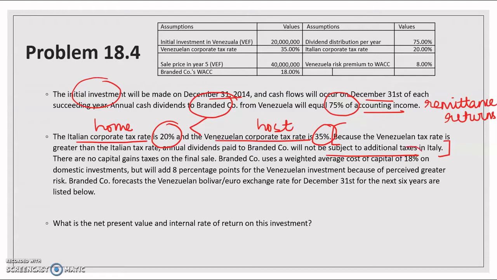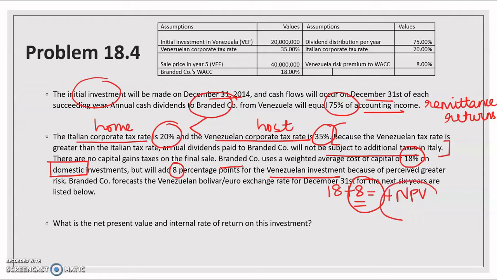The weighted average cost of capital for the parent entity is 18% on domestic investments, but they top up 8%, so 18 plus 8 for the Venezuelan investment because of the higher risk factor. So they up their threshold for costs and they must be able to get a positive NPV even after increasing their threshold by 8%.